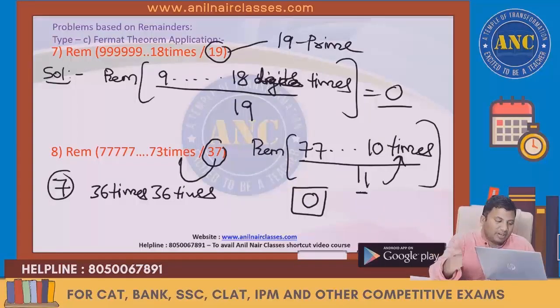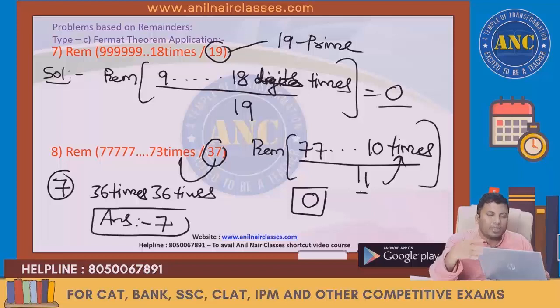36 2s are 72 times, so what remains is 7. The answer for this question is 7. Any single non-zero digit written p minus 1 times is always divisible by p if p is a prime number. 37, 36 times, any multiple of 36 times is 0. 72 times, remaining is 7.